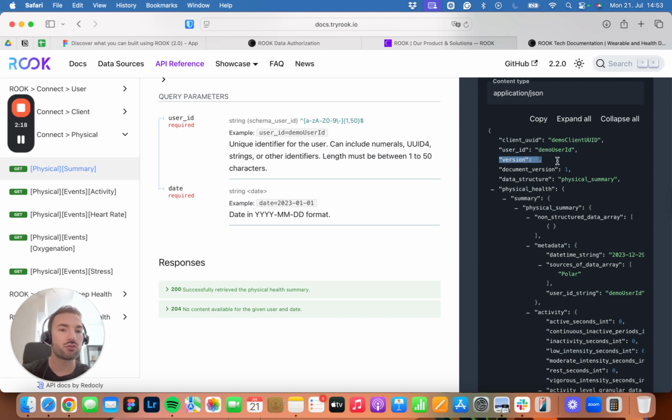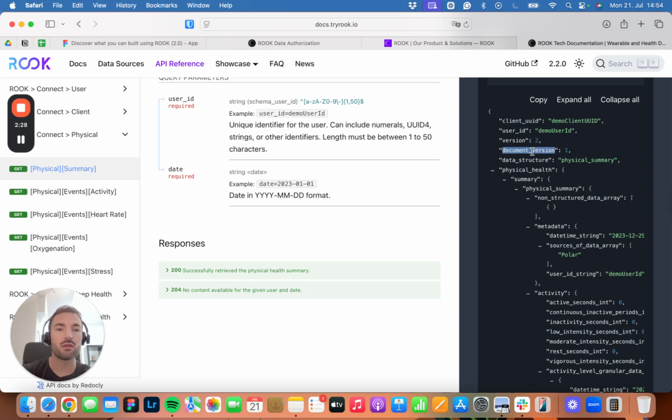So that is the UUID we're going to use moving forward to connect all information to this user. And then the version 2 here, this one is not too relevant for you because this is just our second version of the API. So that's 2.0. The one that is important is this one here where we can see a document version 1.